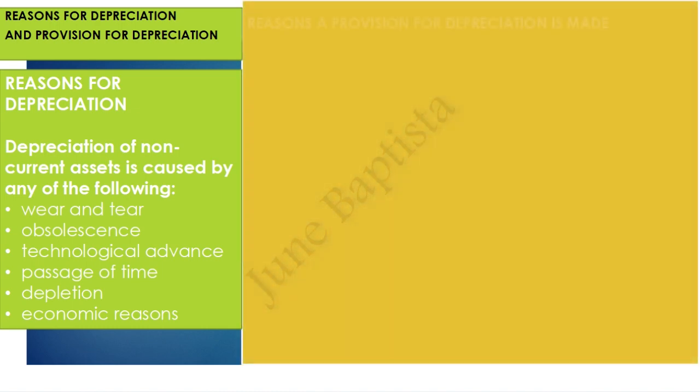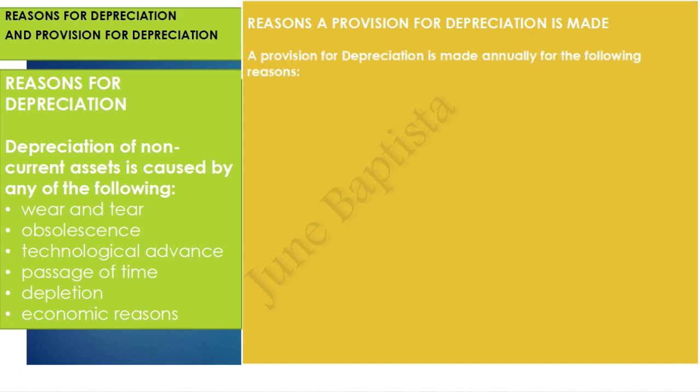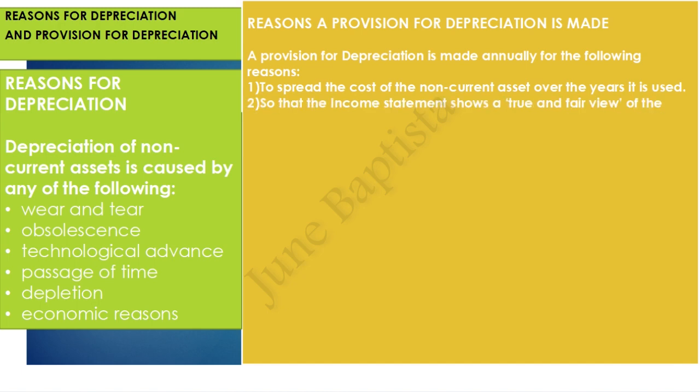Now let us look at reasons a provision for depreciation is made. A provision for depreciation is made annually for the following reasons. First, to spread the cost of the non-current asset over the years it is used. Second, so that the income statement shows a true and fair view of the expenses for the period.